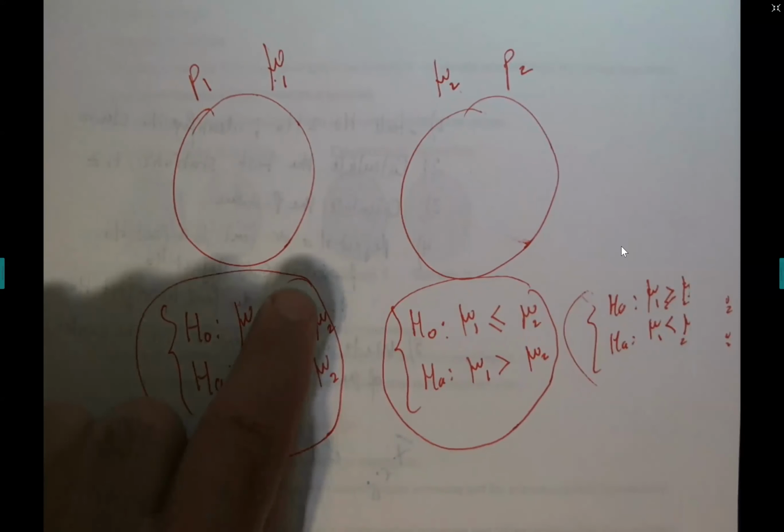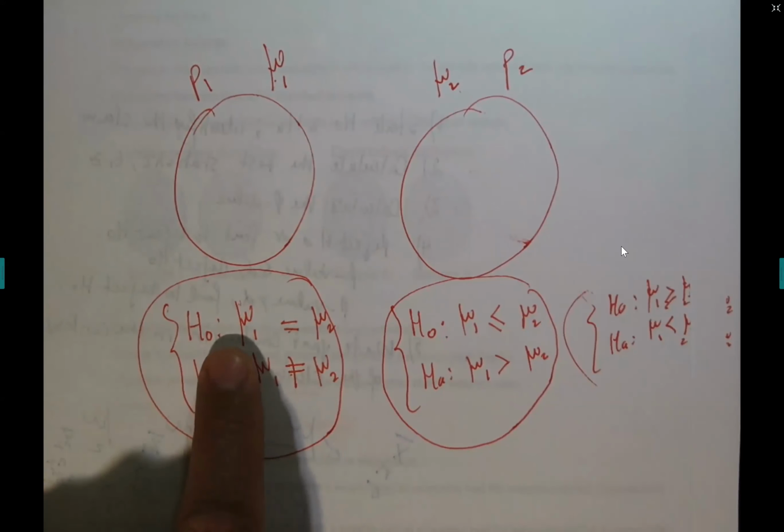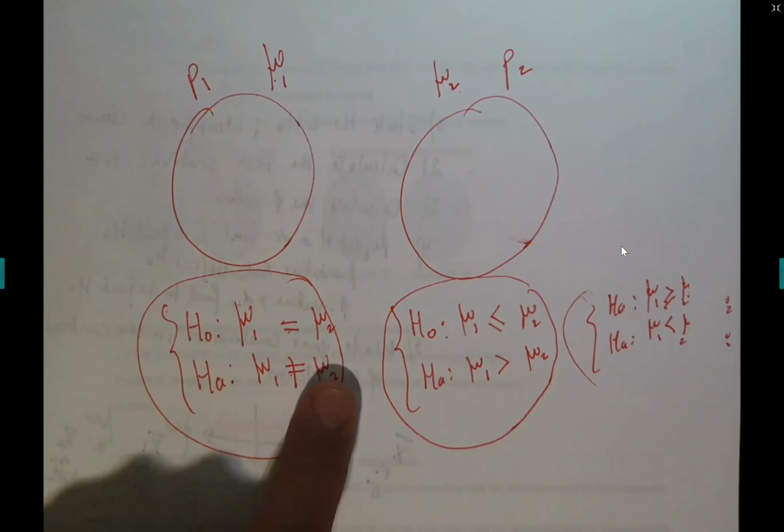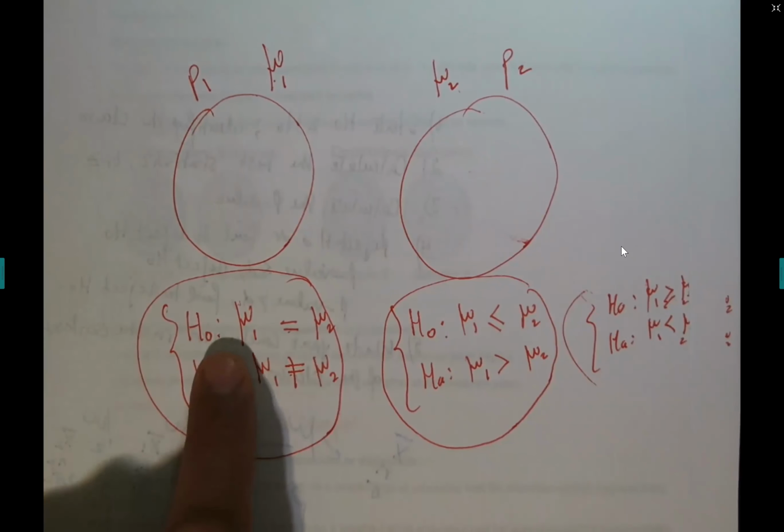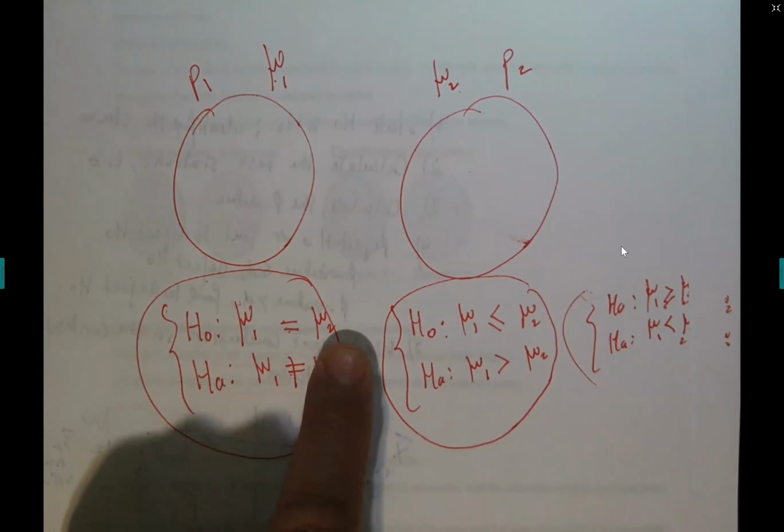There are no numbers here. Like in chapter 7, I said, test the claim that the mean is less than 15. Mean wait time is less than 15 minutes. You just do less than 15 there. No numbers here. It's a mu1 on one side and mu2 on the other side.